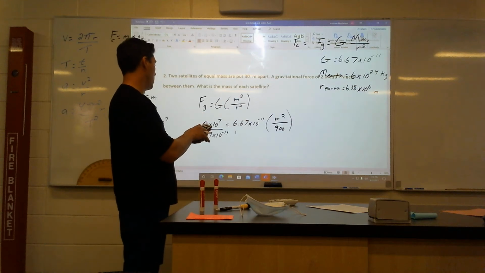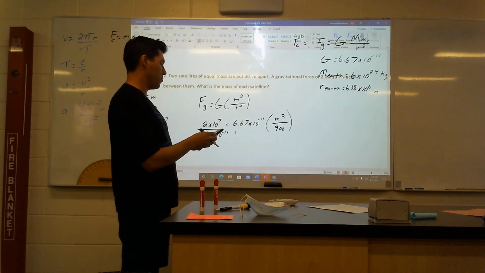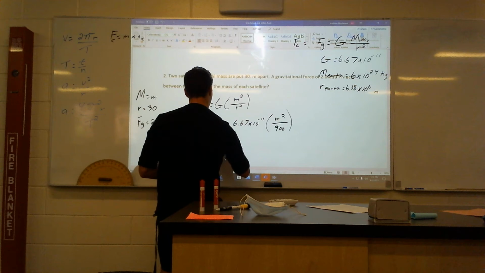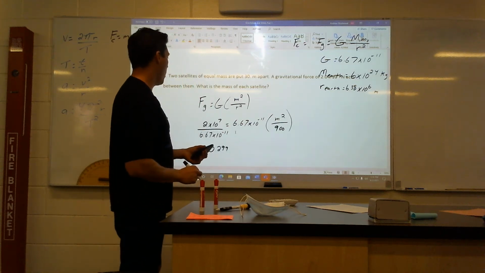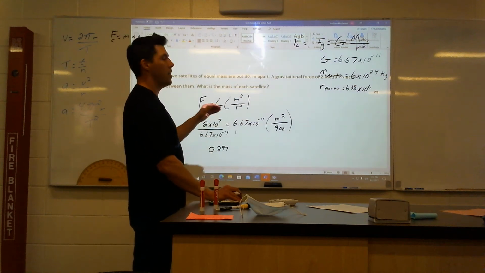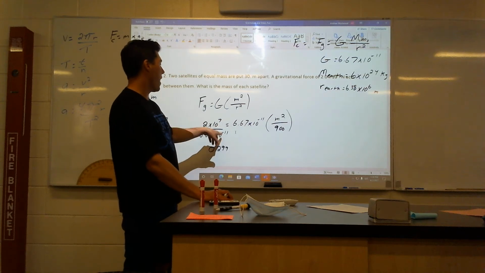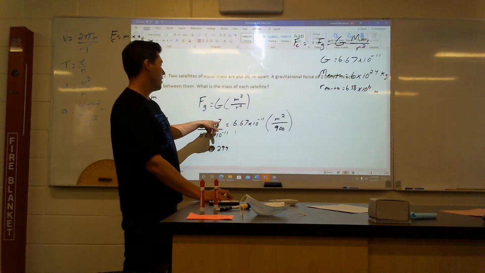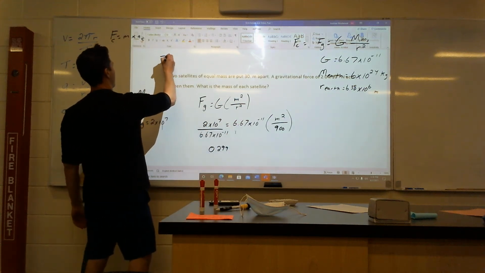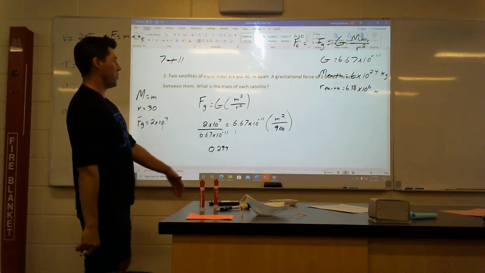All right, let's do that. 2 divided by 6.67. I get 0.299. Now, if I subtract these, if I go 7, and please, this happens all the time, please don't go 7 minus 11. This is 7 minus negative 11, which means this kind of becomes a plus. So I'm going to have power of 18.